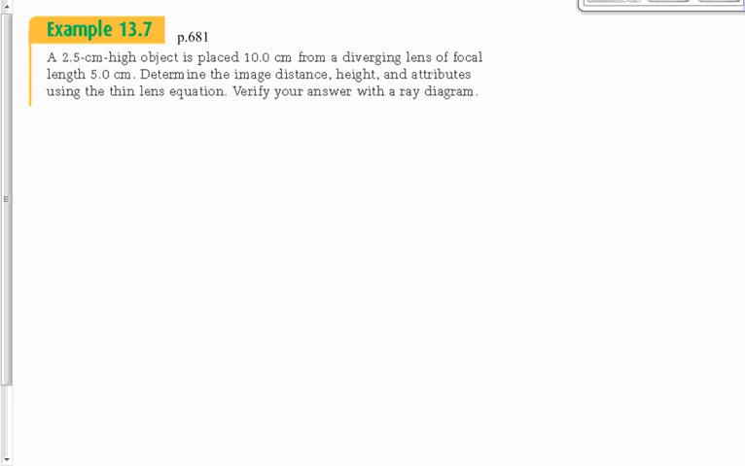Here's an example. A 2.5 centimeter high object is placed 10 centimeters from a diverging lens. We want to know, A, that it's a lens, not a mirror, and B, perhaps more important, that it's diverging as opposed to converging. Our focal length is 5 centimeters. We want to find the image distance, the image height, and the attributes. What does that mean again, the attributes? Yeah, virtual, upright, the characteristics, right? The characteristics using the lens equation.